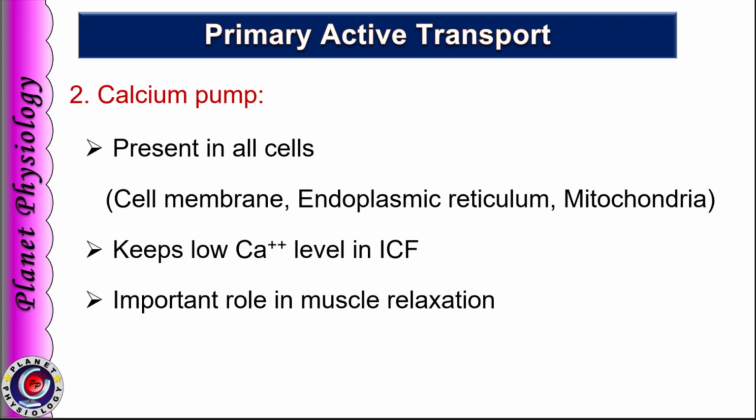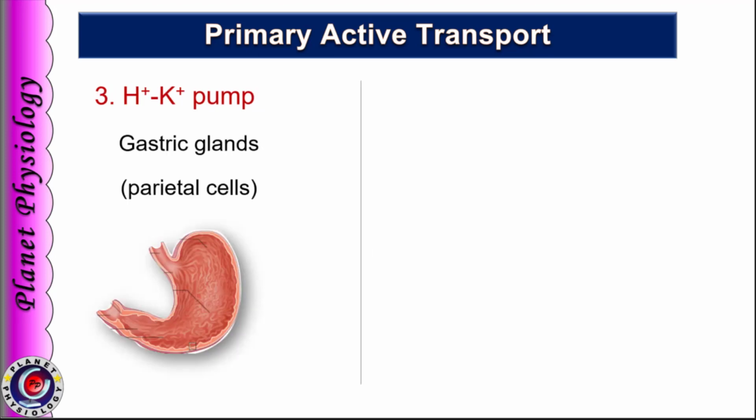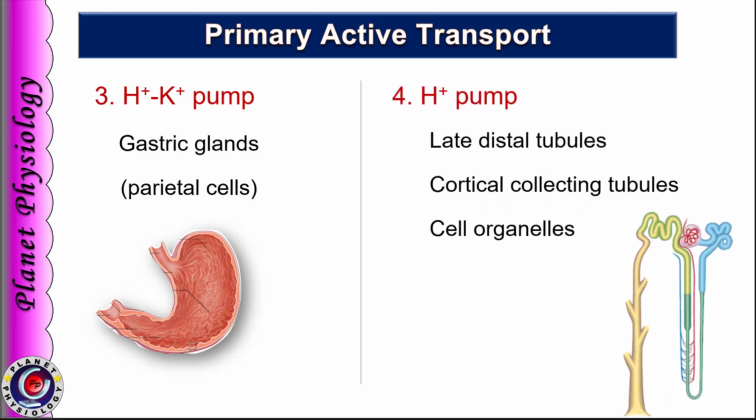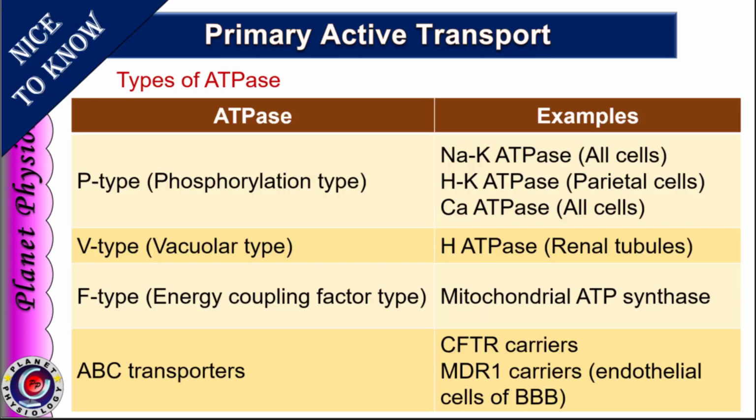Other examples are the hydrogen potassium pump found in parietal cells of gastric glands, and hydrogen pumps found in late distal tubules and cortical collecting tubules, and cell organelles like lysosome, endoplasmic reticulum and mitochondria. This slide belongs to the nice to know section.